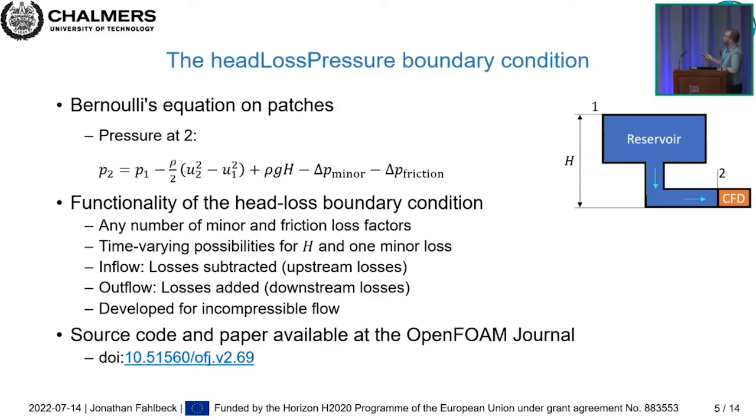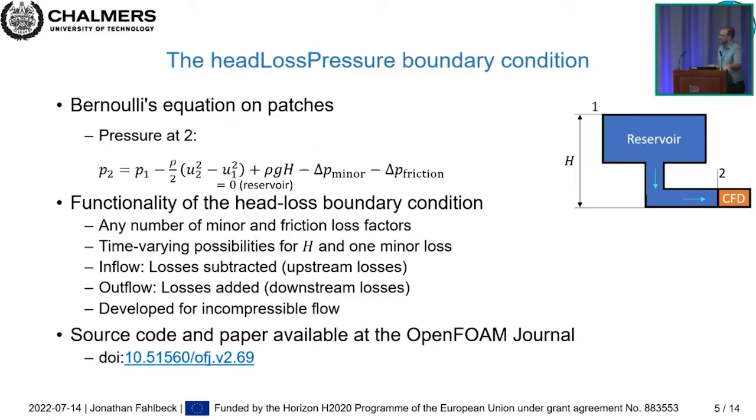But since the reservoir is regarded as quite large, we can assume that the velocity at the reservoir is 0. Then we also need to add the hydrostatic pressure, and then we subtract the various losses. So we have minor losses from bends, instruments, and so on, and then we also have friction from the pipe. So with this new boundary condition, we can include all of this.